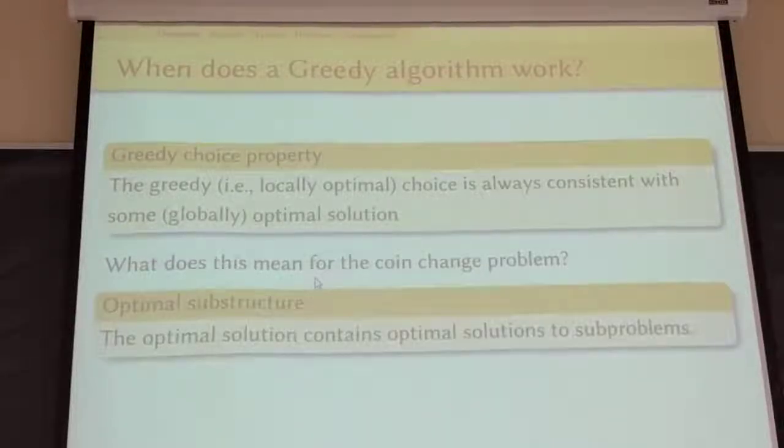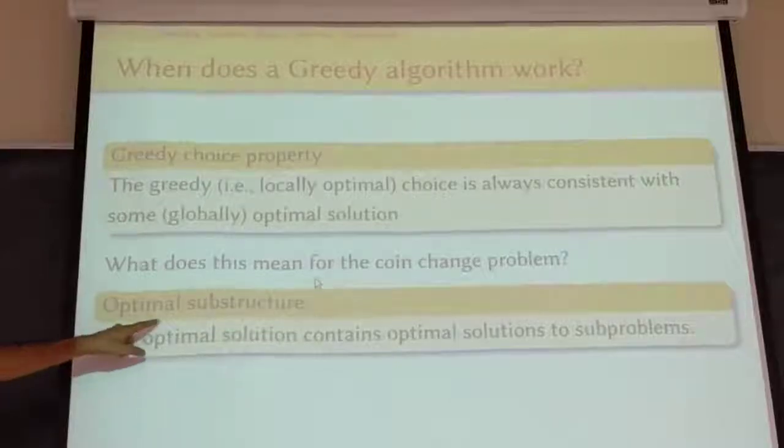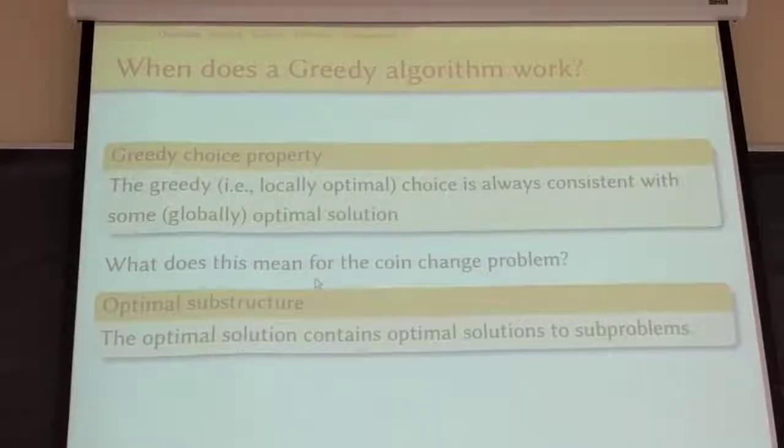Okay? So once again, you might want to think, what does this mean for the coin change problem? And maybe that will tell you how to identify the conditions under which the greedy algorithm is optimal for coin change. Okay. The second thing that you want in a greedy algorithm is an optimal substructure, right?